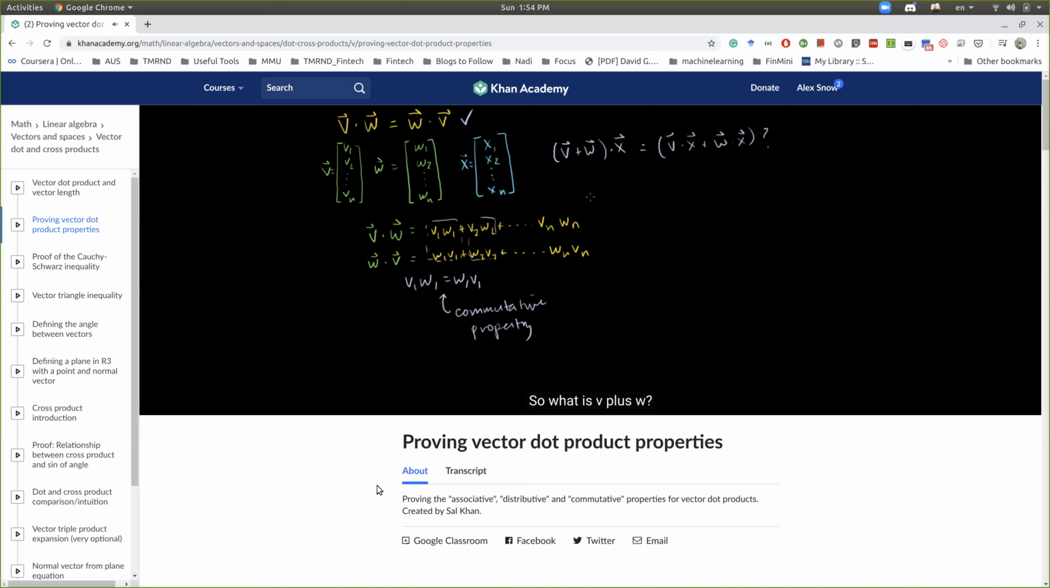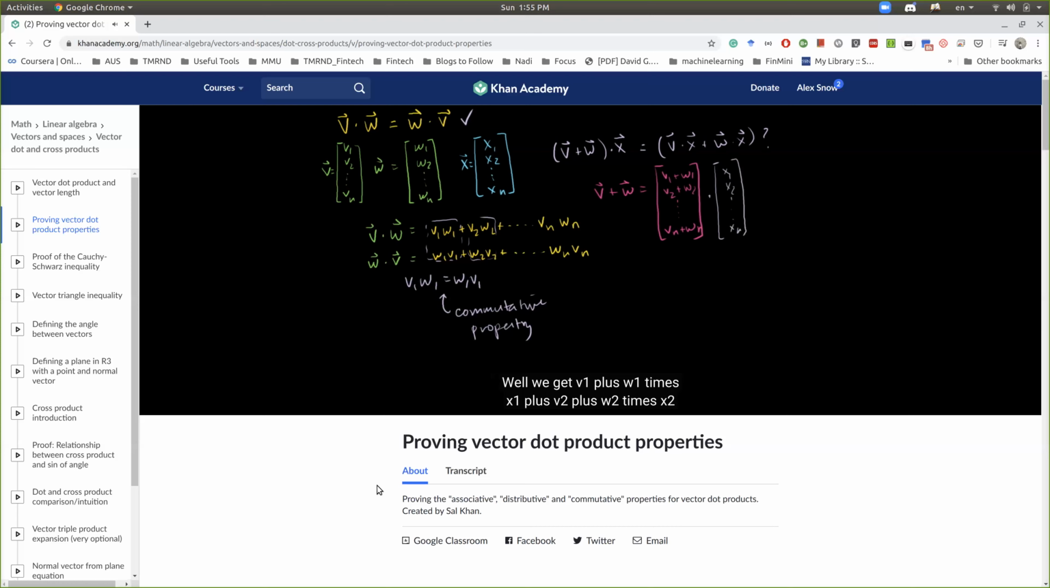v plus w is equal to, we just add up each of their corresponding terms: v1 plus w1, v2 plus w2, all the way down to vn plus wn. That's that right there. And then when we dot that with x1, x2, all the way down to xn, what do we get?